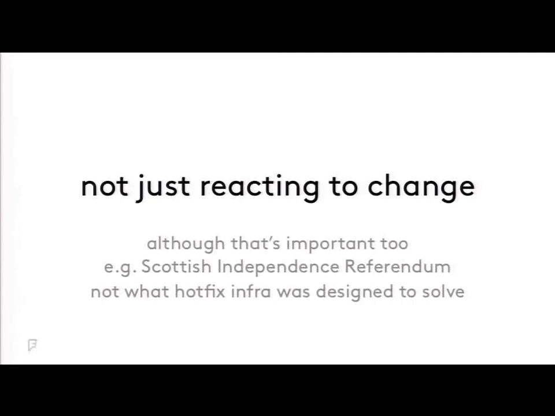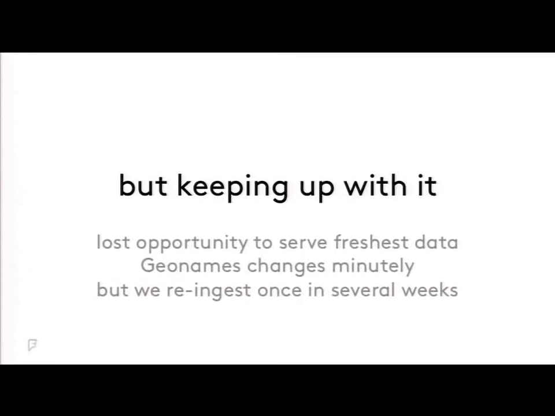So there's a certain class of changes that a faster index build allows you to react to faster, but those are few and far between. So, as much as it is a factor, it wasn't the motivating factor. Rather, it is about keeping up with far more mundane changes, right? So our underlying data sets change very frequently. Geonames changes every minute maybe, right? But we only update our indexes every several weeks. And to us, that's a lost opportunity to be serving the freshest data possible. So if we had a faster index pipeline, we could be building and pushing indexes daily. And you know, that's a good thing to be able to do.